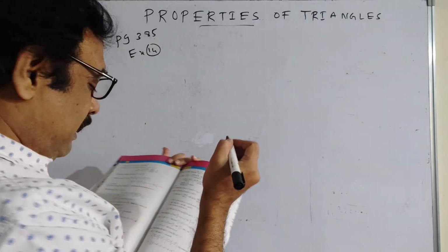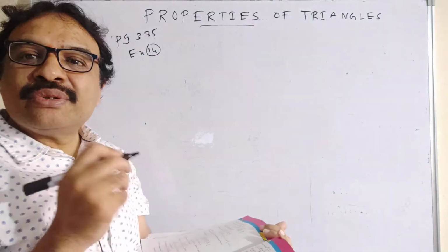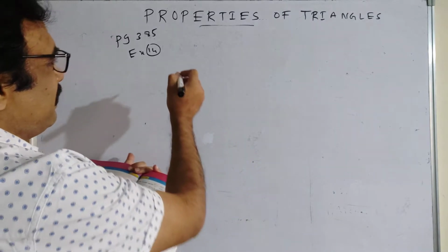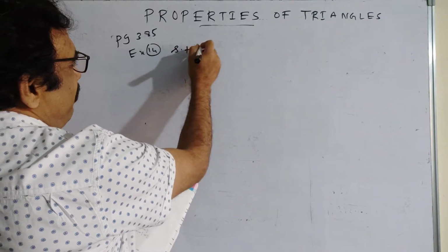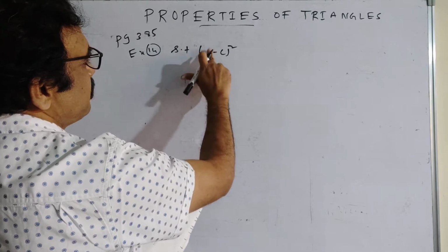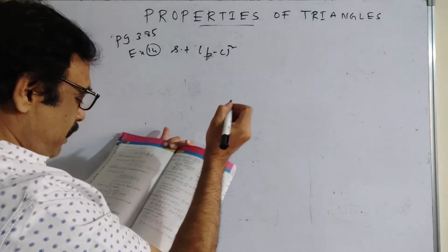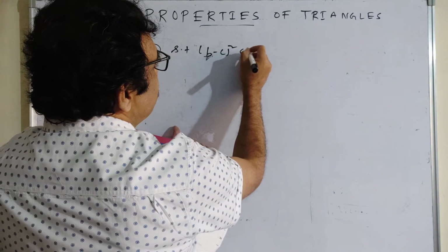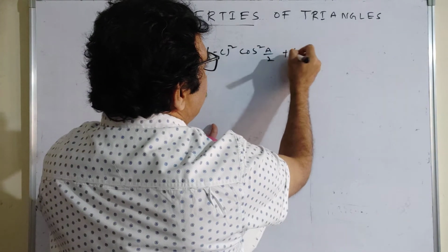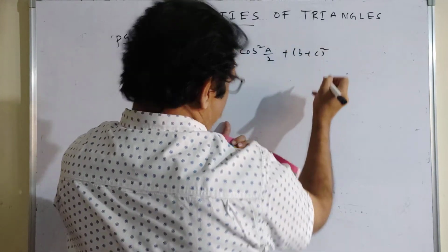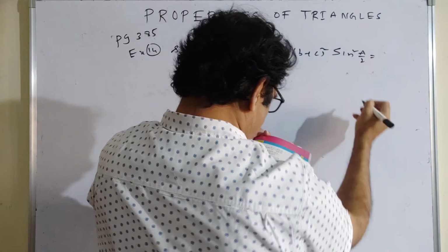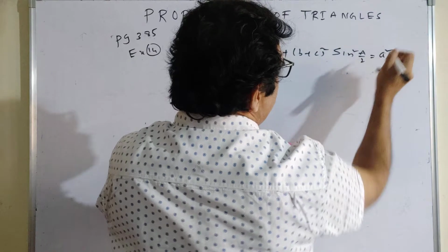Under this, I will not write the problem because you are going to look into the reader and you will be writing the problem. What is asked is: show that B minus C whole square into cos square A by 2, plus B plus C whole square into sine square A by 2 is equal to, I need to prove this as, A square.